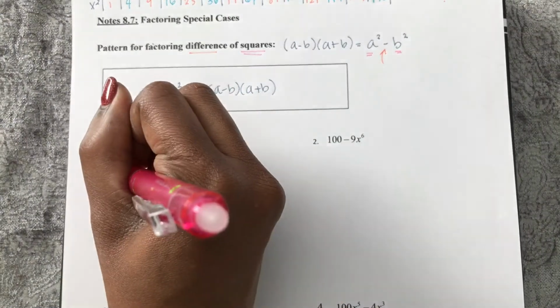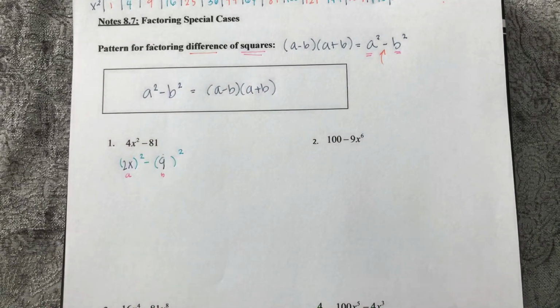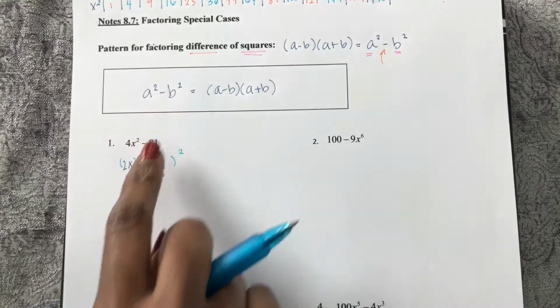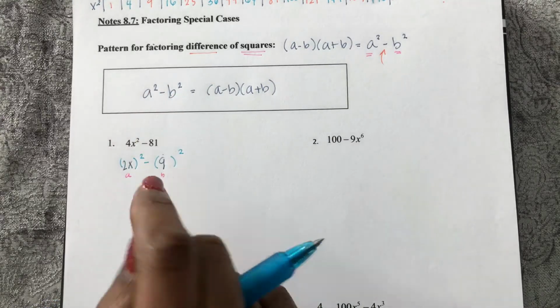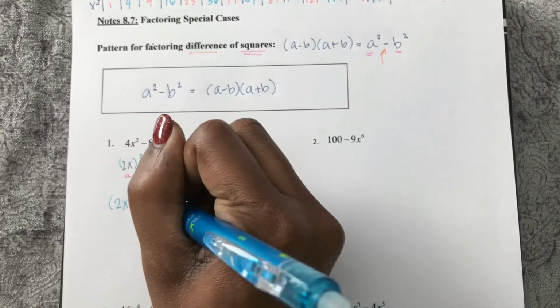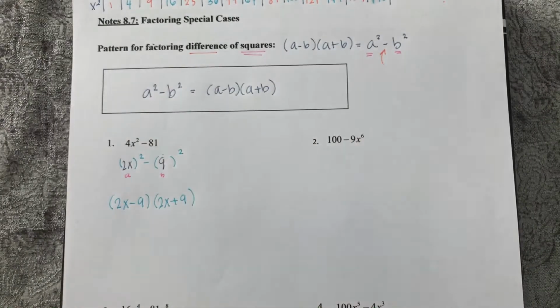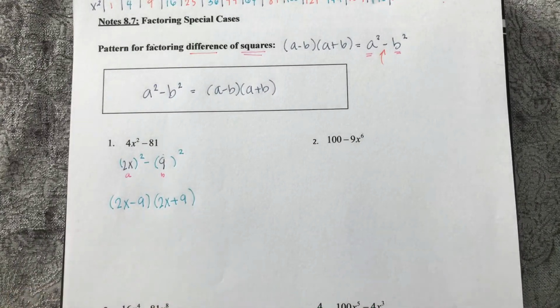So now you look at this as your A and your B that are being squared in this difference of squares. So a squared minus b squared, 2x squared minus 9 squared, is going to factor to be 2x minus 9 multiplied by 2x plus 9. And then we check out these two binomials. They cannot factor anymore, so we're done.